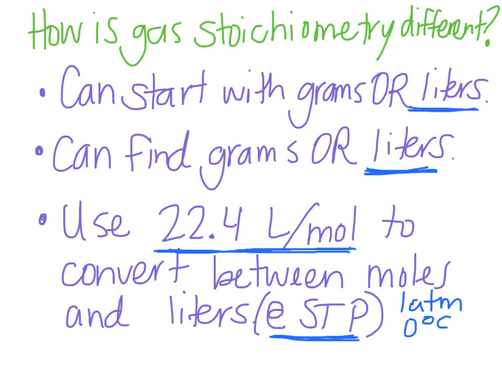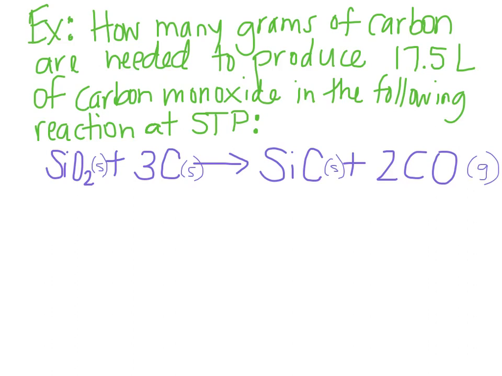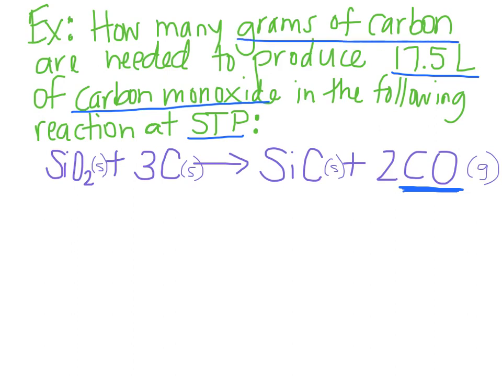So let's work out an example. The example that we're going to work out reads, how many grams of carbon are needed to produce 17.5 liters of carbon monoxide in the following reaction at STP. So it says that it occurs at STP, so that means we're able to use that conversion factor I just spoke about. And so the first thing you need to do is figure out what they gave you and what it is that they want. They gave us 17.5 liters of carbon monoxide, so that would be just the CO right here, this product. And they want us to find grams of carbon. So we are looking for grams of capital C.